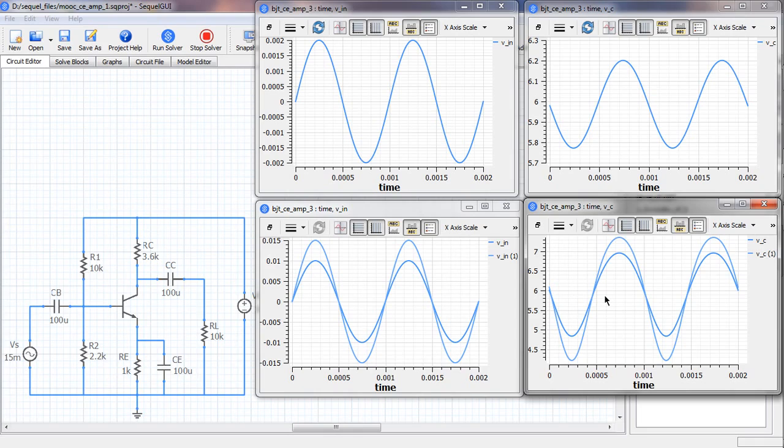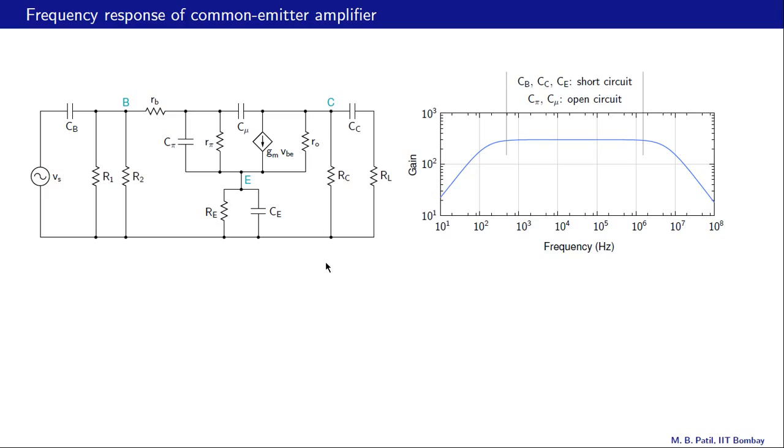So these are things that we need to keep in mind when we use an amplifier. We should be aware that there is a limit on the input voltage amplitude, beyond which there may be some distortion in the output voltage. Let us now take a brief look at the frequency response of a common emitter amplifier. An example is shown in this plot.